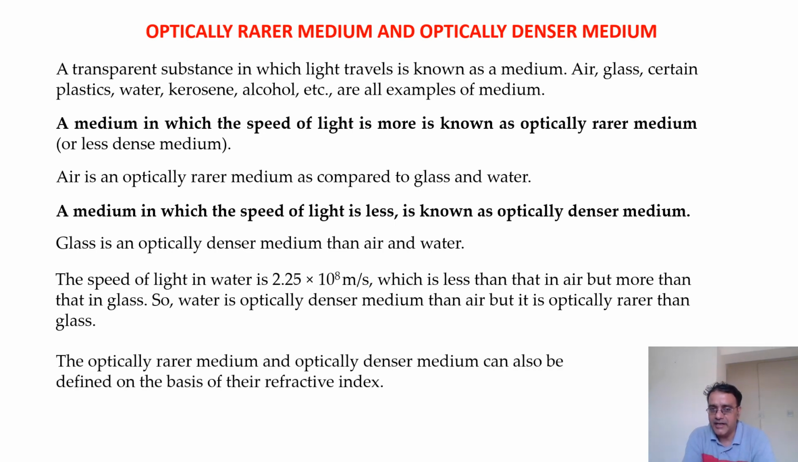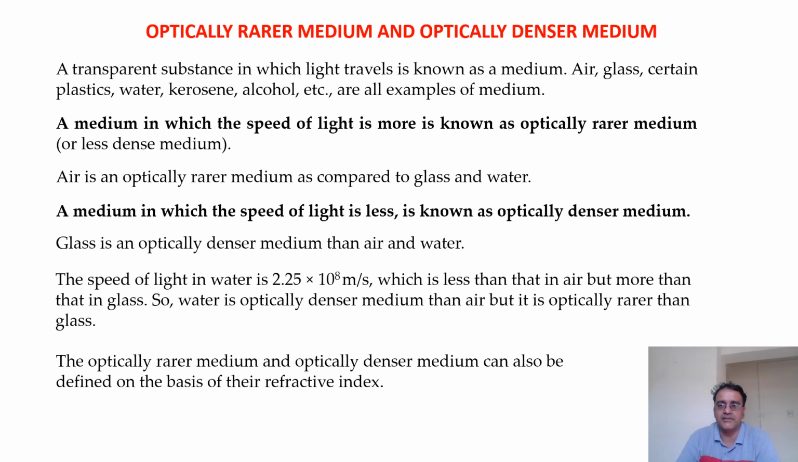Now, the optically rarer medium or optically denser medium can also be defined on the basis of their refractive index. That we will see later. उसमें जिसका refractive index ज़्यादा है उसको denser medium बोलते हैं, जिसका refractive index कम है उसको rarer medium बोलते हैं. That we'll see in the next section.